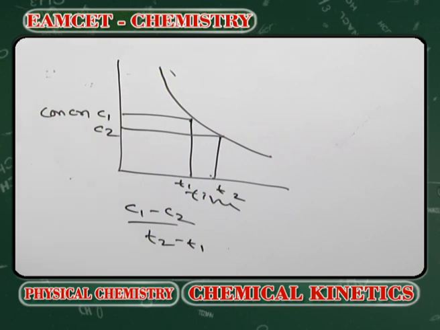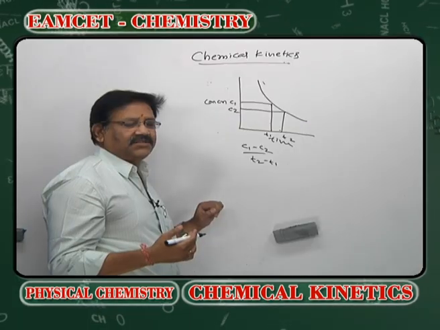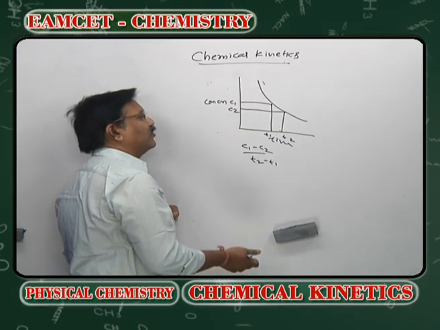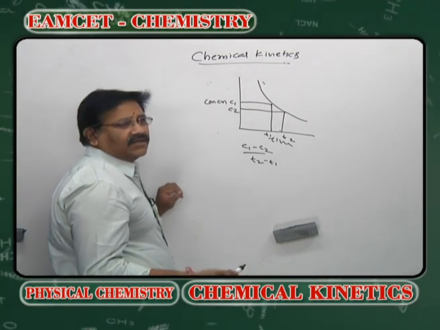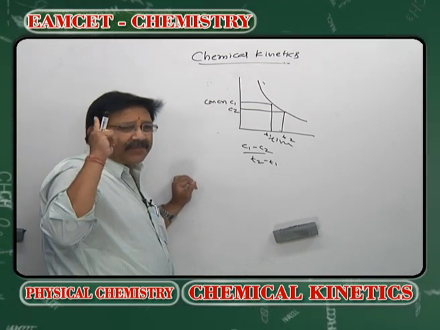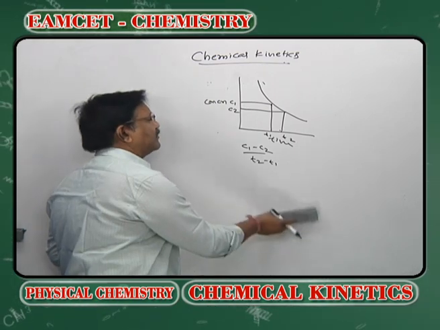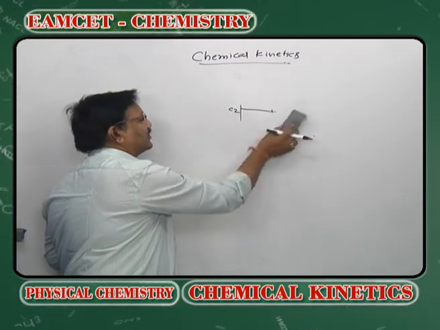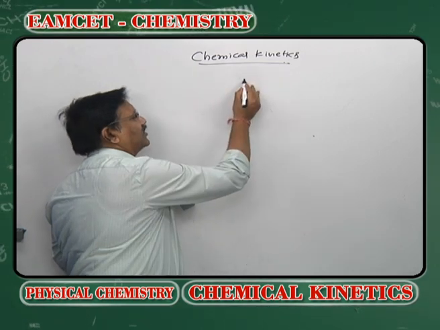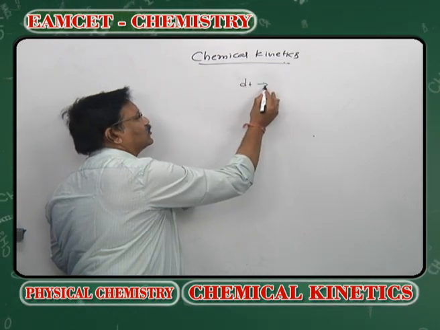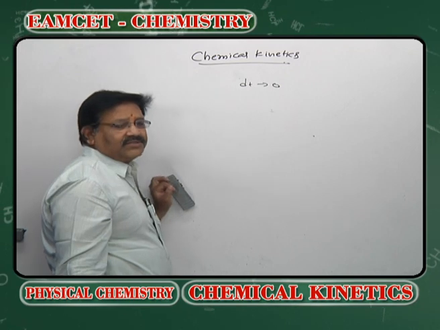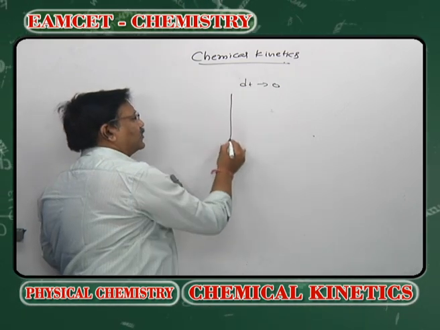Now, what is the other method of expressing the rate? Instant rate. What do you mean by instant rate? Mathematically, the rate of the reaction at a particular instant of time is called instant rate. Mathematically, how do you define instant rate? Rate of the reaction when Δt tends to 0.